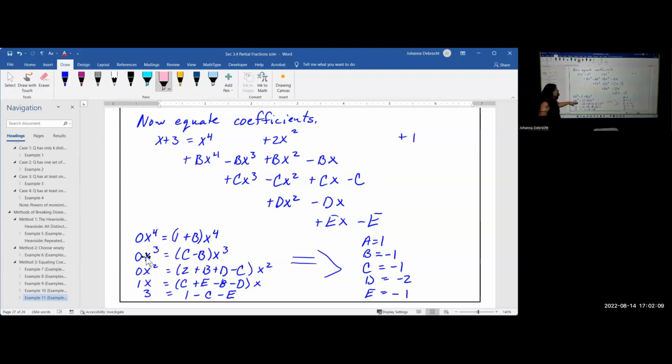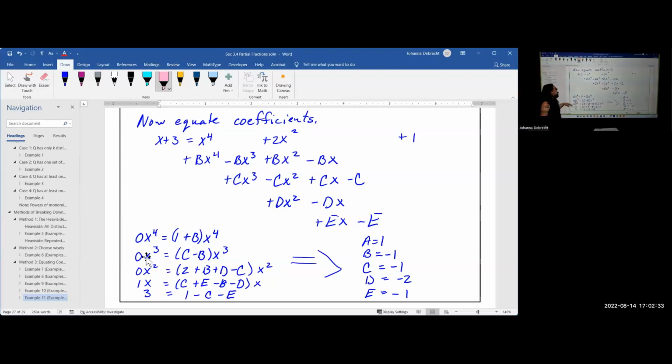And then I had the third one, which was the x cubes. I didn't have an x cubed on the left. So the left is 0 x cubed, which has to be equal to c minus b times x cubed. So I have that here. But I happen to know that b is negative 1, so this becomes c plus 1 equals 0. So c itself has to be negative 1, and that gives me c equal negative 1 here.